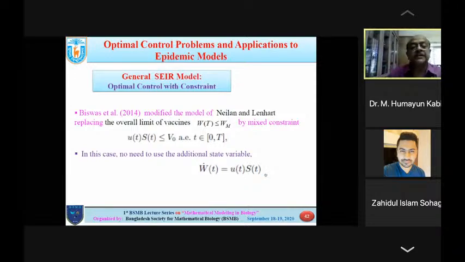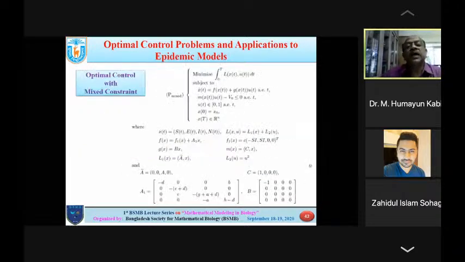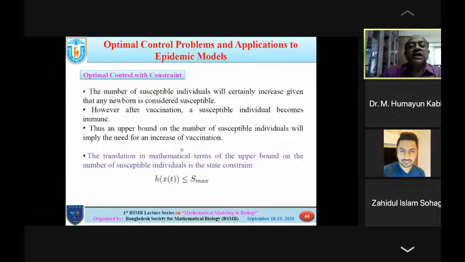And our model looks like this type. You can find here the mixed constant optimal control problem. As usual, I already mentioned all these equations in our previous slide. It is remarkable that when we get all the newborns, they immediately come into the susceptible class, because by birth all people are susceptible. But after vaccination, a susceptible individual becomes immune.